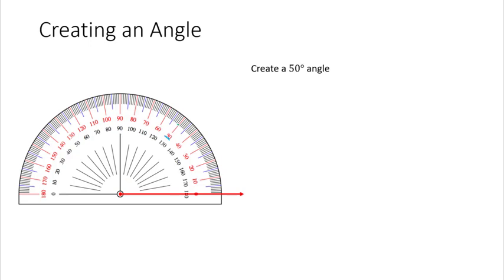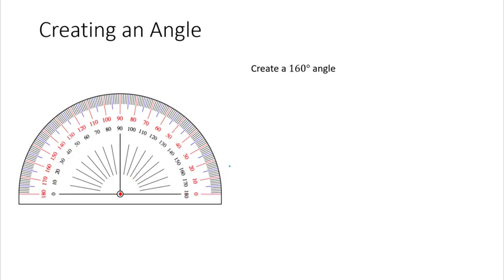to make sure it goes through this 50-degree mark. So we see here 50 degrees. That would be this line right there, right? 0 degrees, 10, 20, 30, 40, 50. We want the other side to go through that 50-degree mark. So we draw it like this right there. So that would be a 50-degree angle.